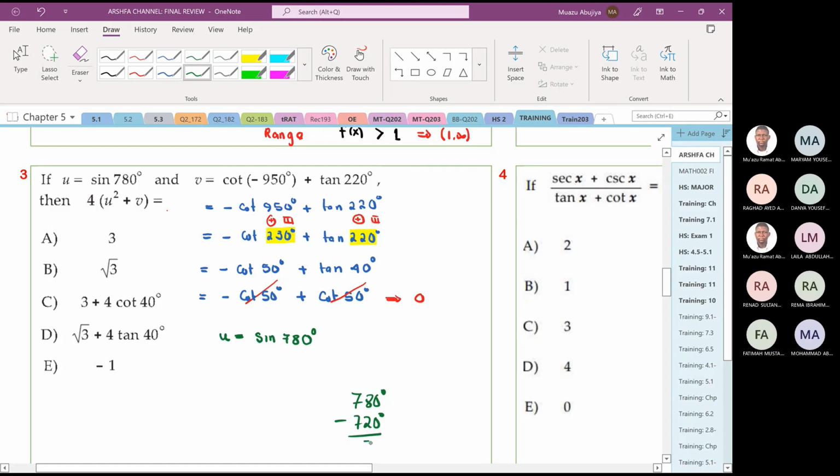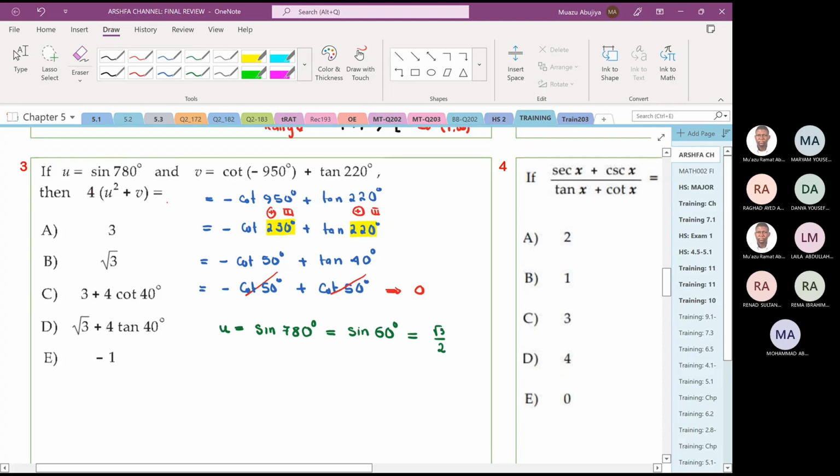and this is going to give us 60 degrees. 80 minus 20 is 60. So this is going to be equal to sine of 60 degrees. Now, sine of 60 degrees is in quadrant number 1, and in quadrant 1, we know that it's going to be positive. So sine of 60 degrees is equal to square root of 3 over 2. This we know. So we have the U and we have the V.